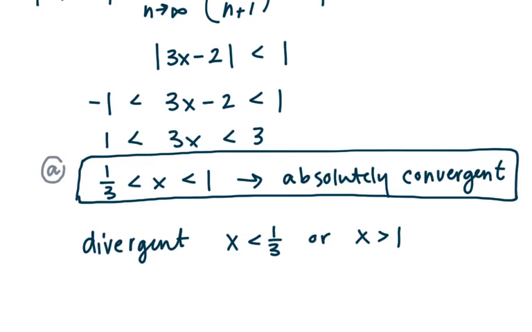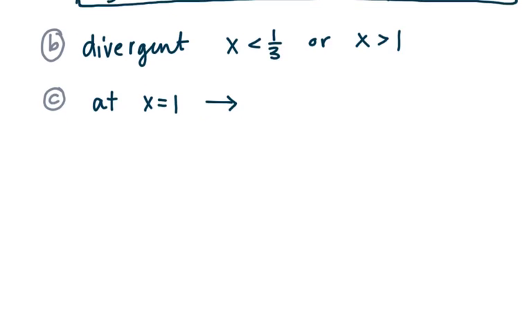So we found A, an interval where we are absolutely convergent. We have found B, intervals where this is a divergent series, for any x value less than 1/3 and any x value greater than 1. But we also have to look at those endpoints, which would be the x values that make this equal to 1. That's where our ratio test doesn't tell us any specific information. So the third thing I will look at is, let's look at x equals 1. What does that do to our series?